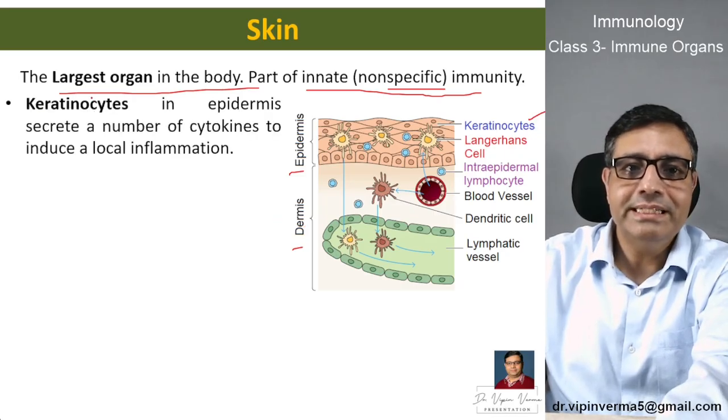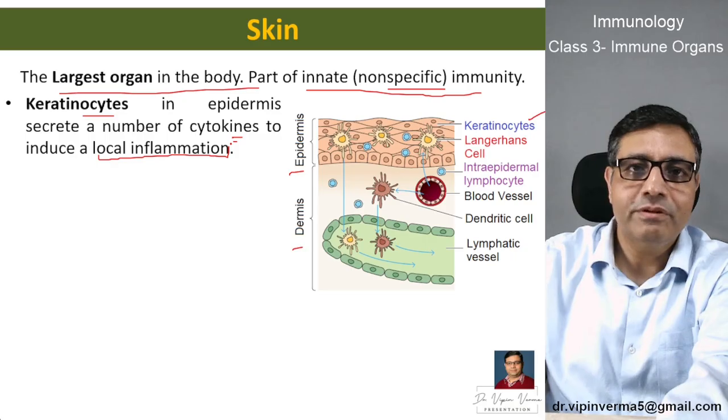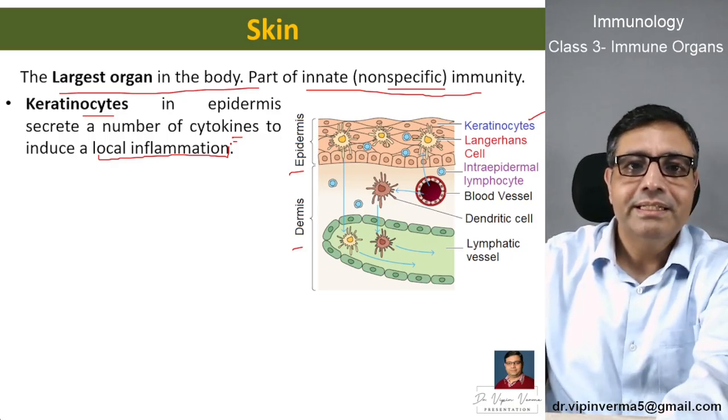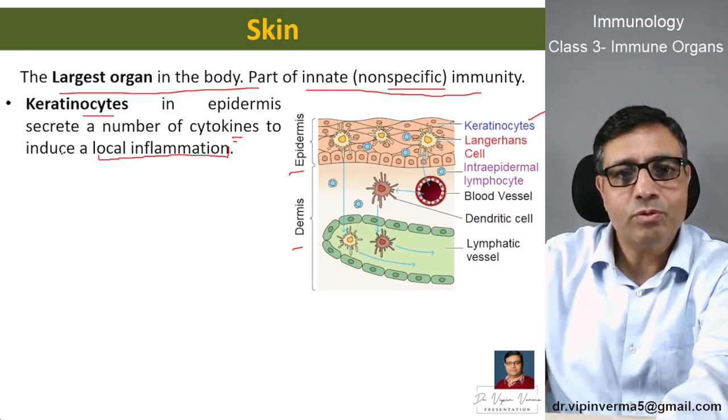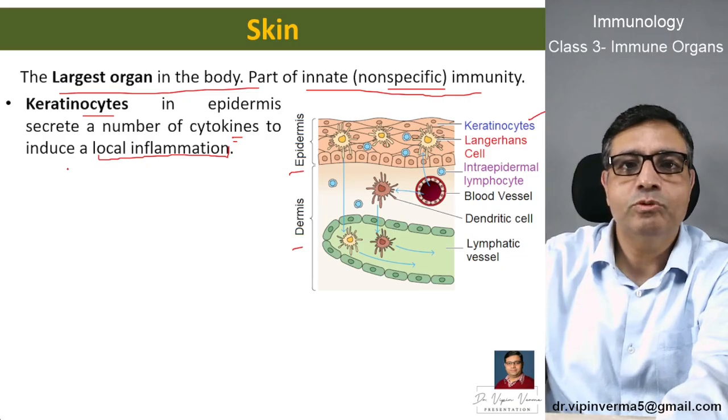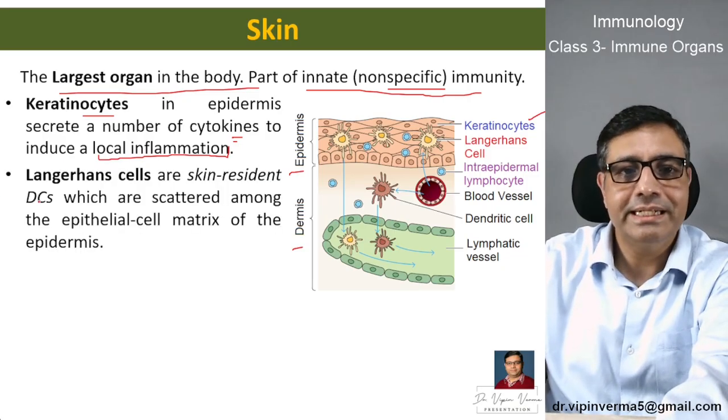So keratinocytes secrete a number of cytokines to induce local inflammation. Whenever there is an insect bite, or some rubbing, rashing, or some antigen is there, our keratinocytes secrete cytokines which induce a local inflammation. So inflammatory cytokines are secreted.